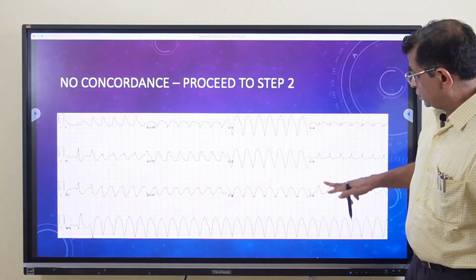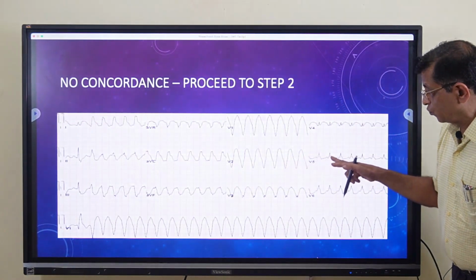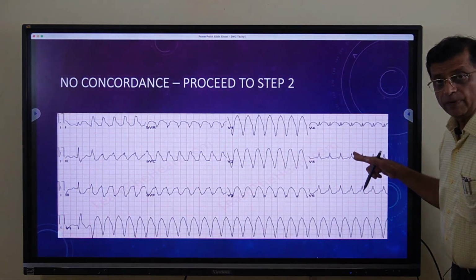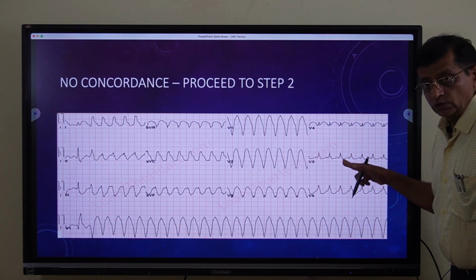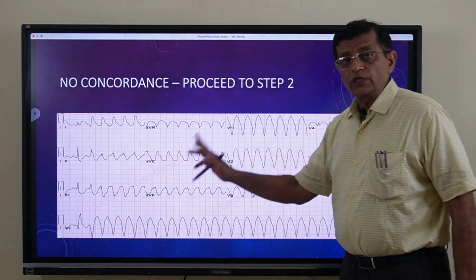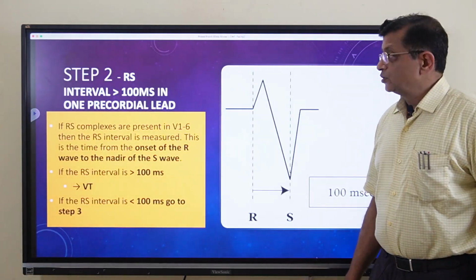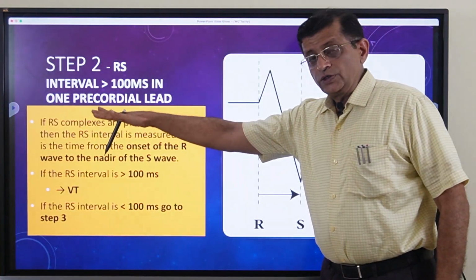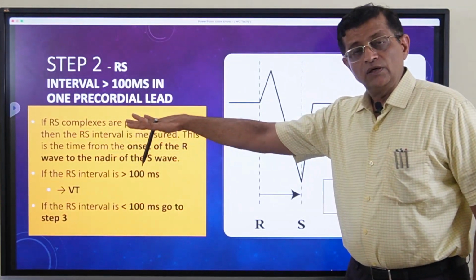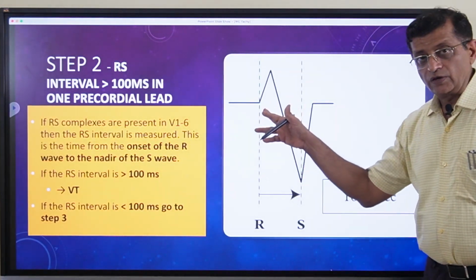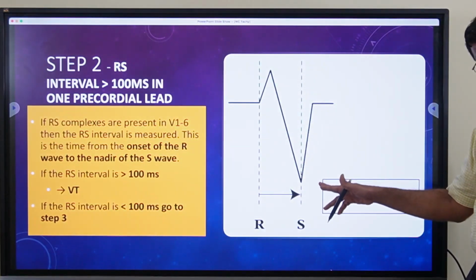In this ECG, there is no concordance. There are QS patterns here while R patterns here. So there is no concordance. If there is no concordance, then you go to step 2. So what is step 2? It is just the Brugada sign, from the onset of R wave to the nadir of S wave.